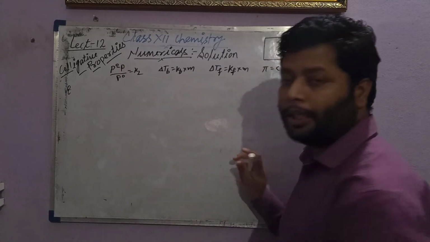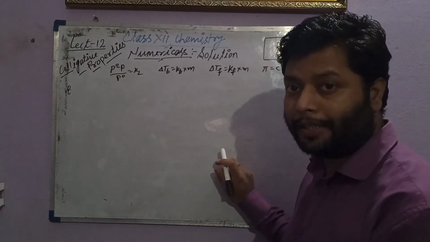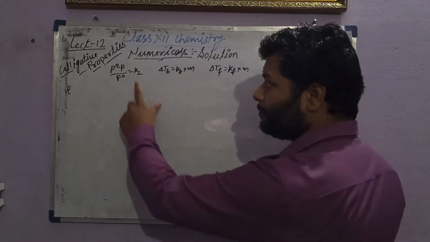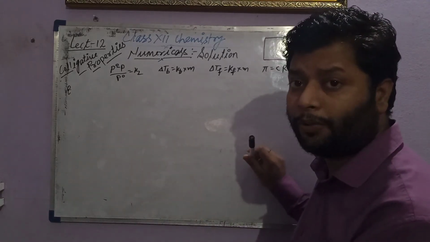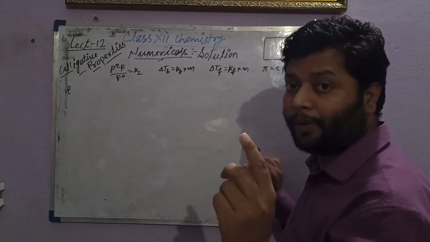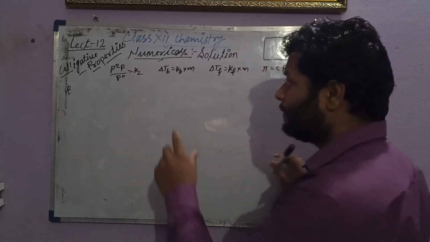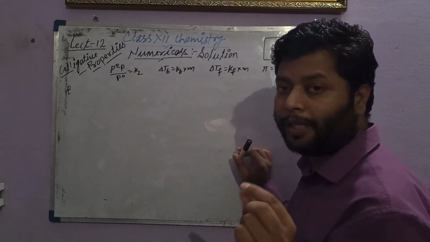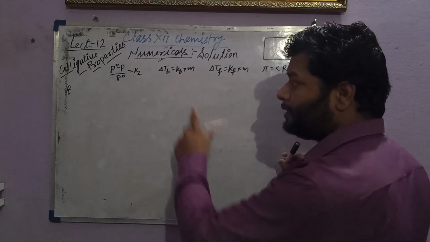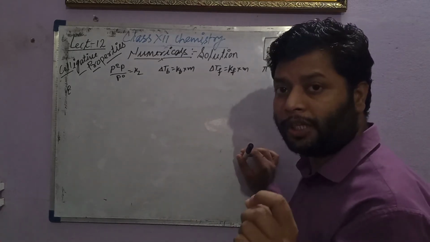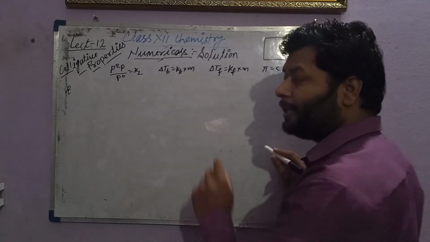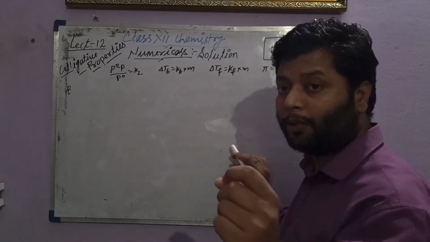P naught is the vapor pressure of the solvent in a pure state. P is the vapor pressure of the solution. X2 is the mole fraction of solute. Delta T is the difference of the boiling point, called elevation of boiling point, whose value is higher temperature T1 minus T naught b. Kb is the molar elevation constant, also known as the ebullioscopic constant. Small m is the molality of the solution.